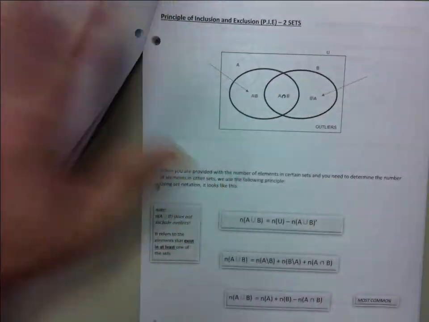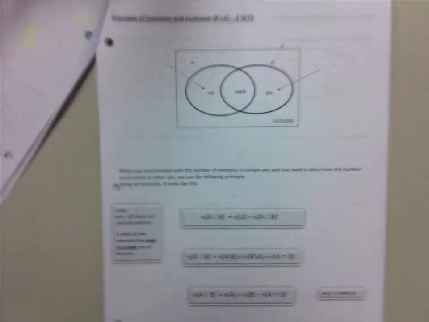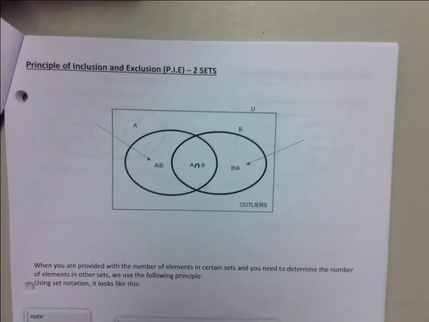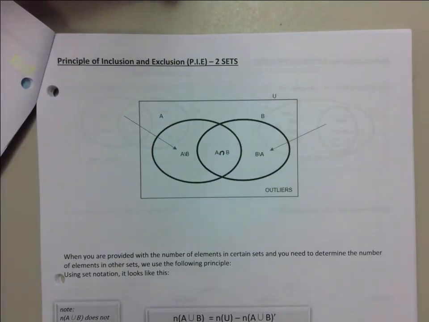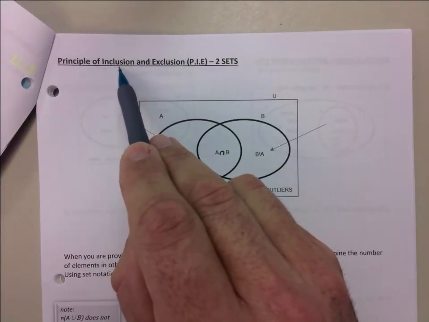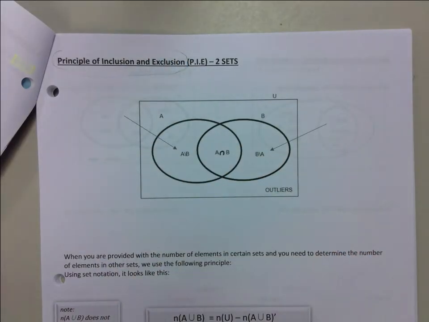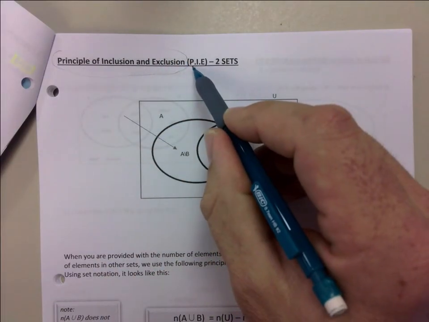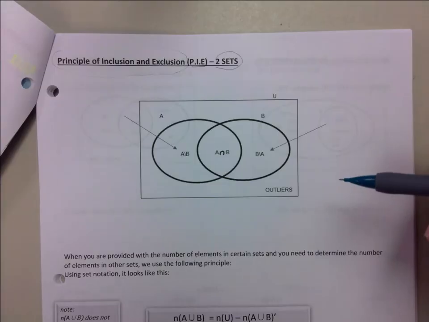All right, let's keep going. This part right here, we're going to talk about pi. No, not that kind of pie, not the one you want to eat. But we're going to talk about the principles of inclusion and exclusion. So this kind of governs all the reasoning we're about to do, guys. We're going to start with 2 sets, then we're going to go to 3 sets.